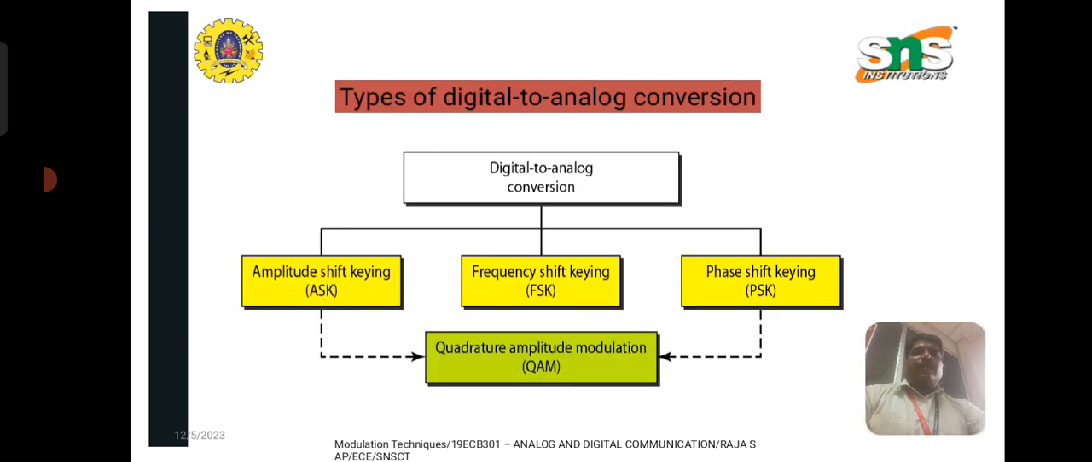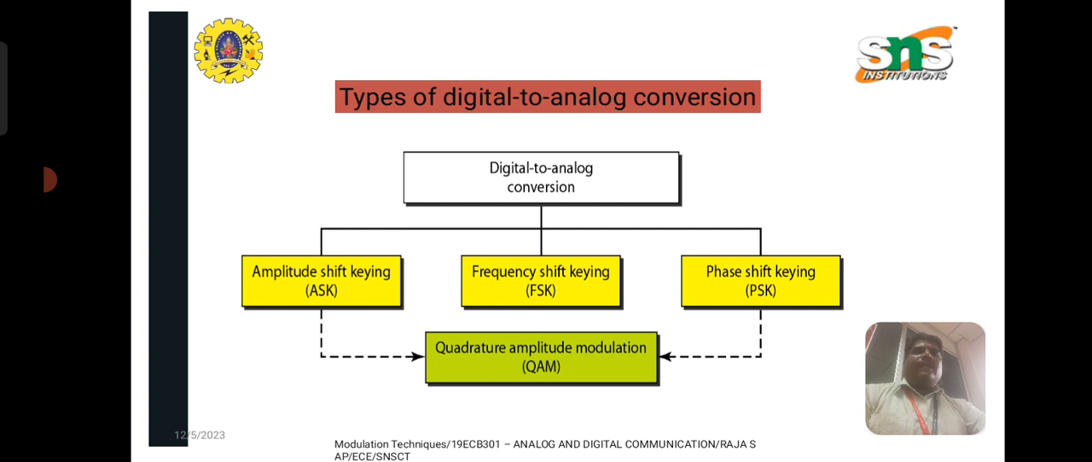Now we see the types of digital to analog conversion modulation schemes. The first one is amplitude shift keying, based on the amplitude, how a signal is changing. The second one is frequency shift keying, based on the frequency of the carrier signal, how the data is changing. Phase shift keying is based on the phase of the carrier, how the signal is changing. And the combination of ASK and PSK is called quadrature amplitude modulation.